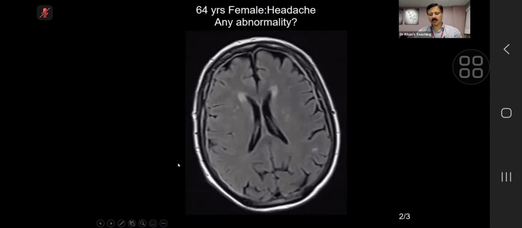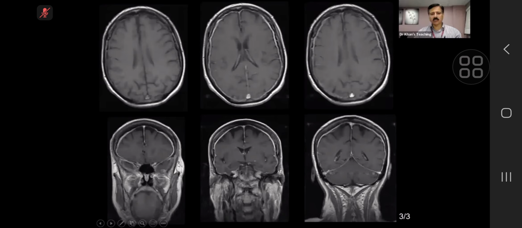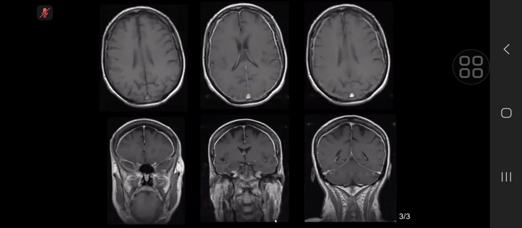So what do you think now? What will you do next? This is the exam question, by the way. I would do a contrast enhanced MR. So here is contrast. Yeah, so I suspect on the FLAIR sequence there is pachymeningeal enhancement of the brain. So differentials of this would include intracranial hypotension.